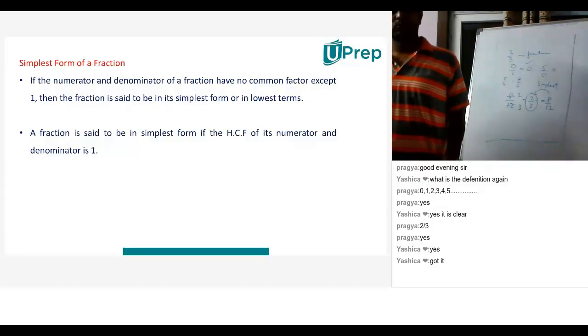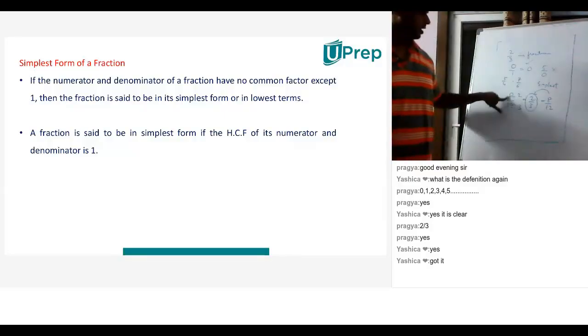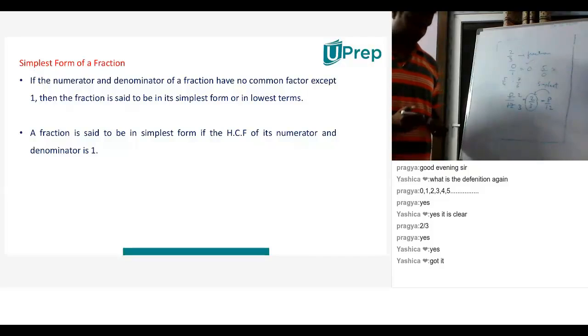Sir, my question is how you got 2 by 3? I said 4 2s are 8 and 4 3s are 12. I'm cancelling it. Oh, okay, sir, I got it.